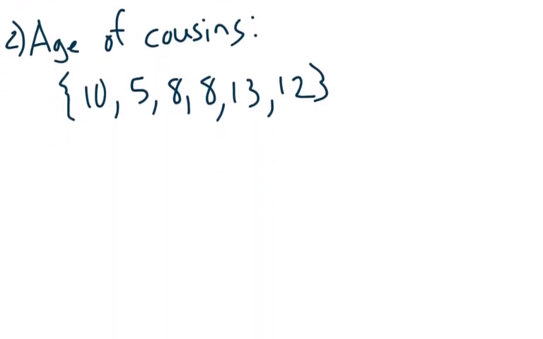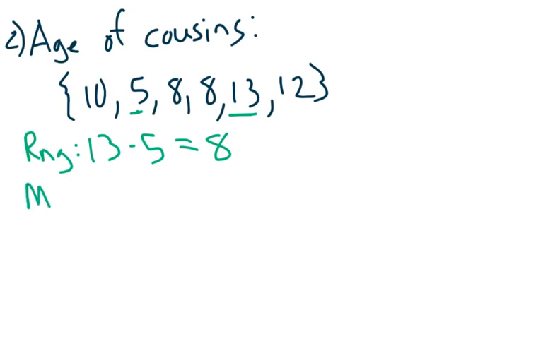So let's say you're at a family get-together or something like that, and you've got a bunch of cousins, and you have a math nerd in the family, and they're like, hey, let's calculate some stuff about our ages here. And so you have the ages of all your cousins. Let's take a look at it. Again, we'll start off with range. We'll take our largest value, which is 13, and our smallest value, which is 5, subtract them, and our range is 8. So there's an 8-year gap from the youngest cousin to the oldest cousin.